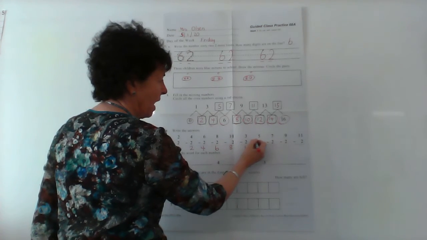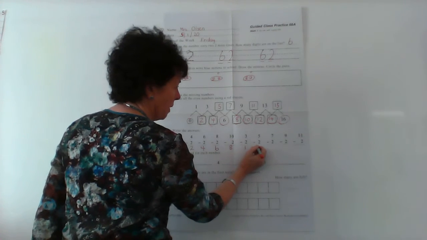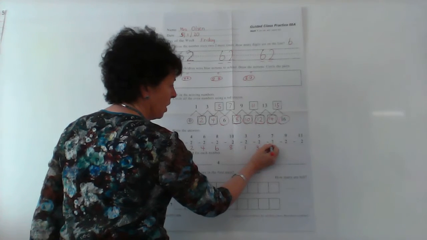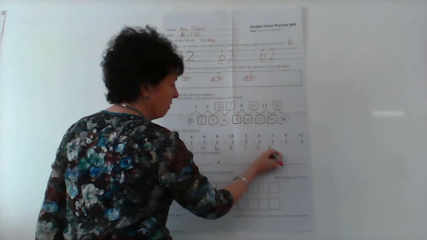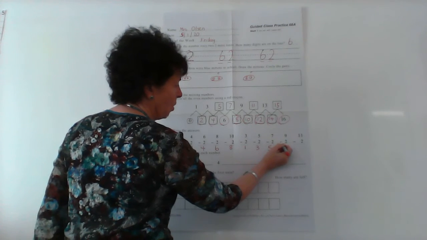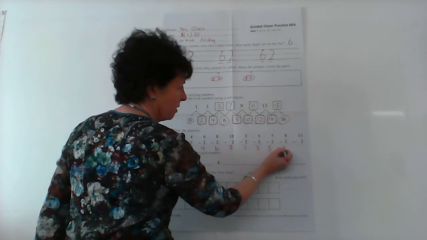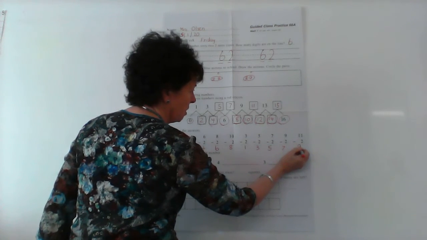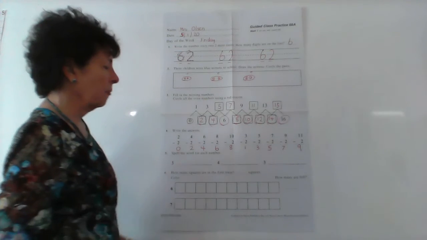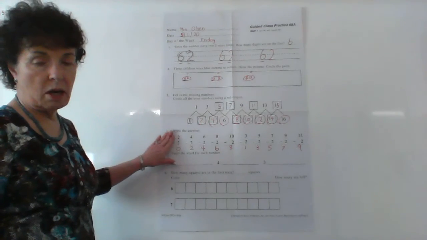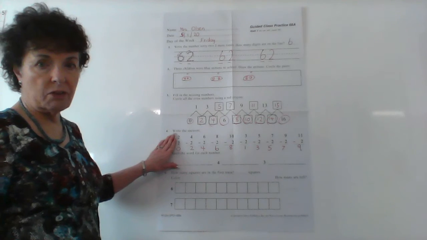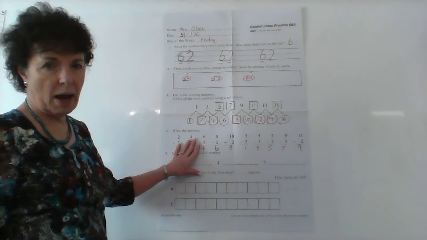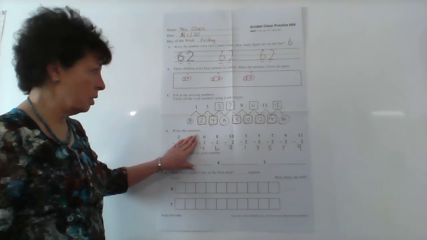If I have 5 and I take away 2, I have 3. If I have 7 and I take away 2, I have 5. If I have 9 and I take away 2, I have 7. And if I had 11 and I take 2 away, I have 9. Okay, so those are new, and I'm going to send you home some flashcards, and I'll make a video that has these on it so that you can start practicing your takeaway 2 problems.